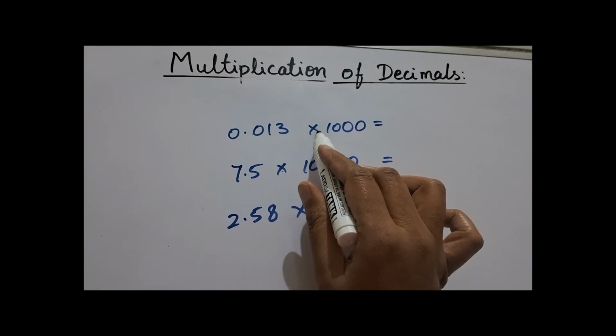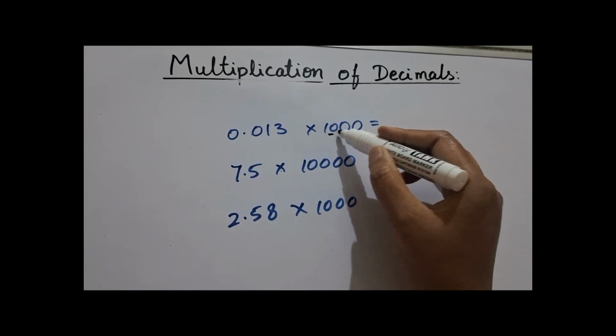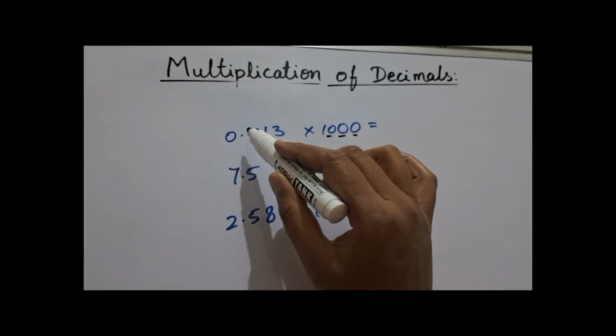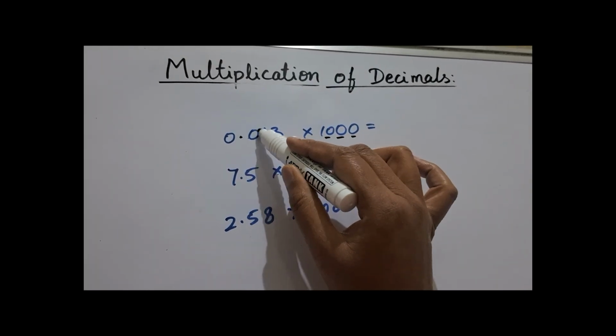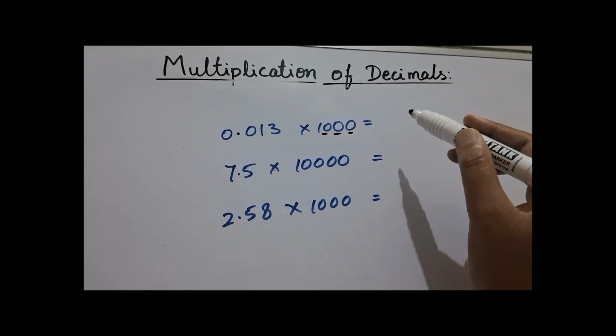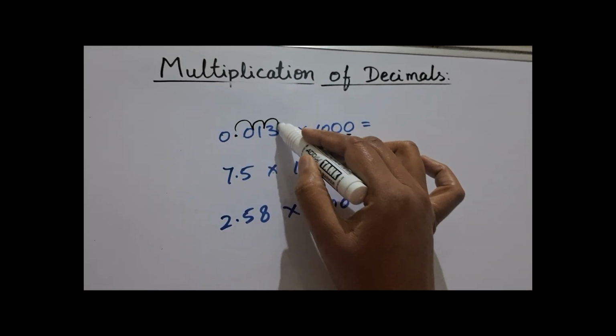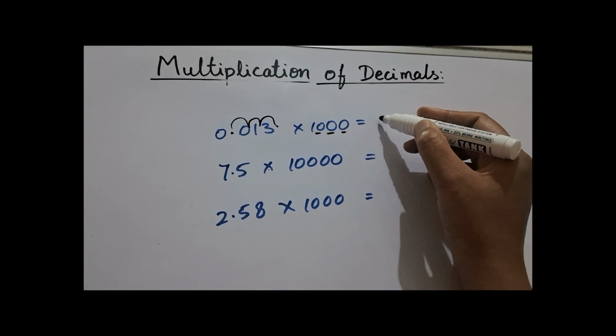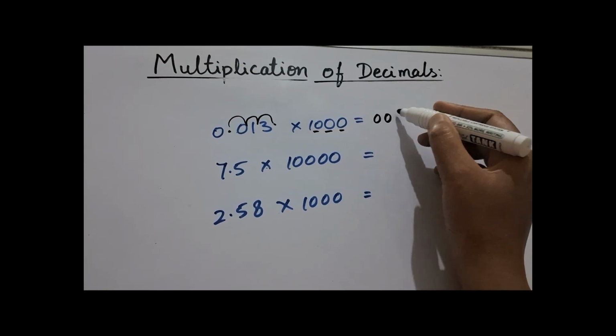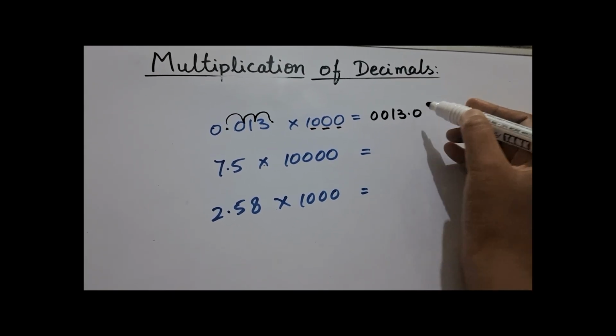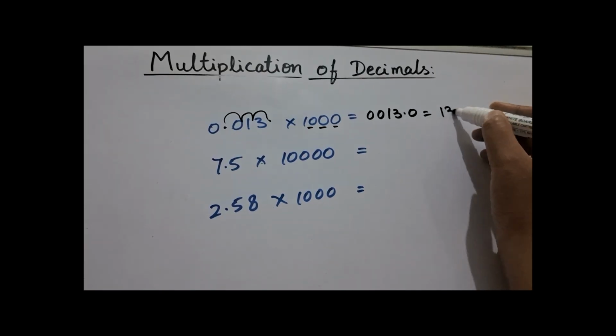0.013 when multiplied with 1000. 1000 is having 3 zeros. So the decimal point will come 3 digits in the right side. That means 1, 2, 3. Here the decimal point will be. That means 0013.0. This can also be written as 13.